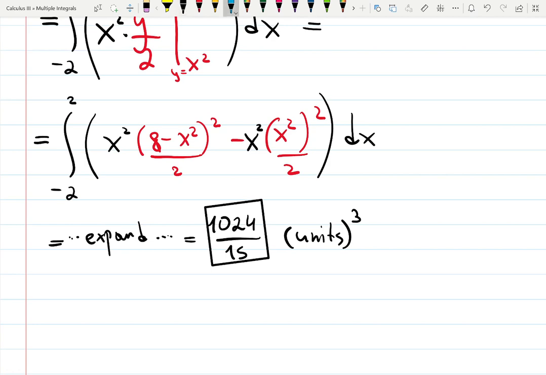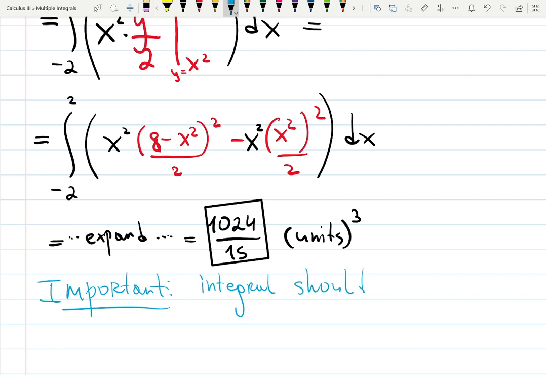Important note. Let me finish the note and I will ask if you have questions. Important note. The integral should not have only constants. This double integral should not have just constants.